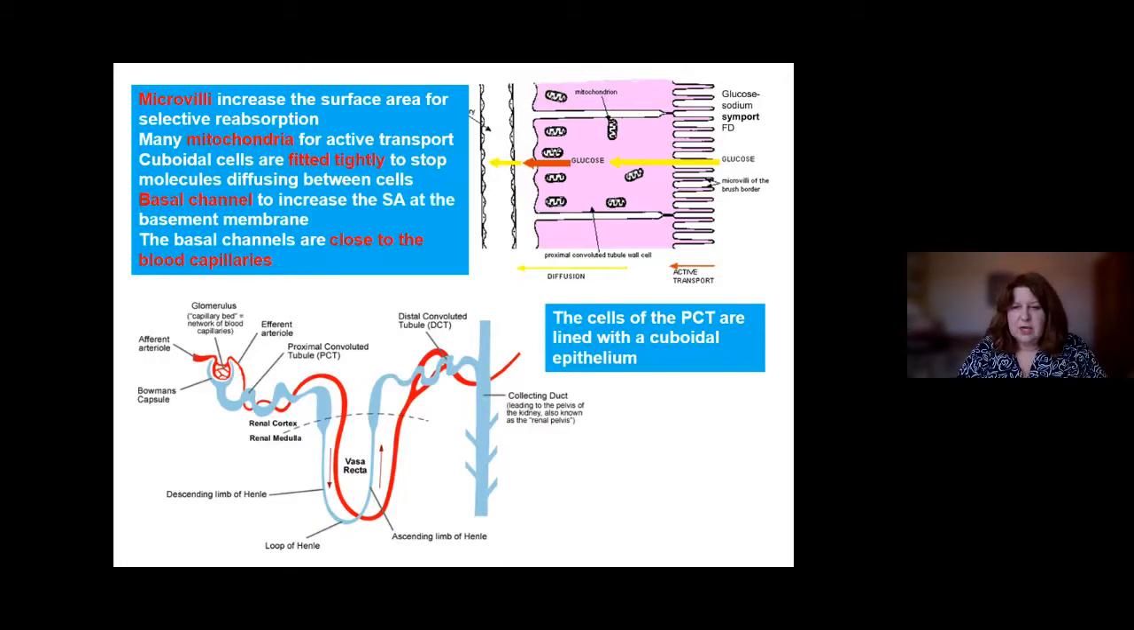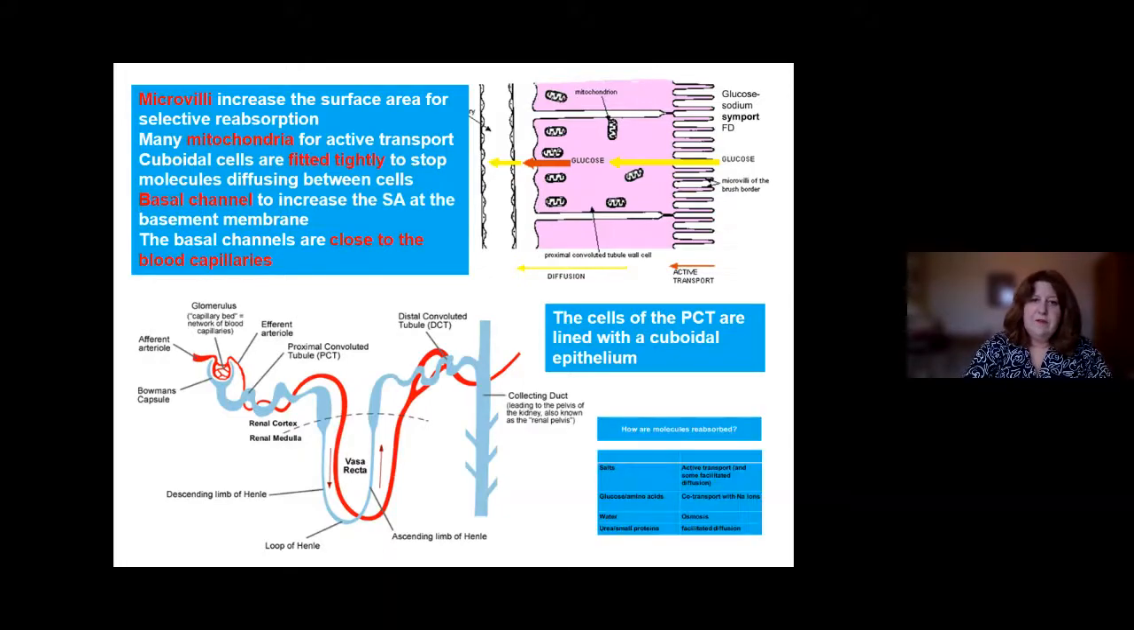It's just the substances that are moving through the brush border that will go into the cuboidal cells. Okay, so lots of features there, basal channels and microvilli, to increase the surface area of the movement at the places you find those in the cell. And of course, on the left-hand side, looking at that diagram, the basal channels are really close to the blood capillary, and obviously there'll be gaps, pores there, for substances to move on through. So a range of functions there.